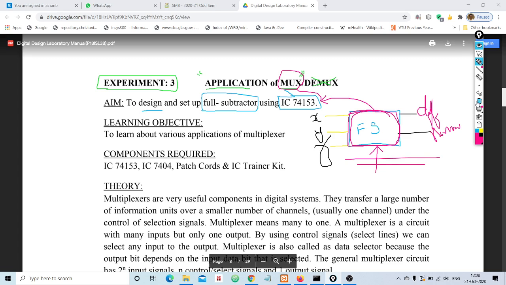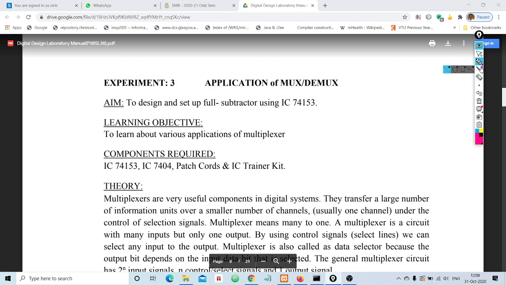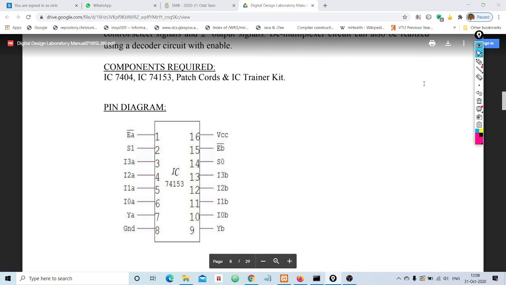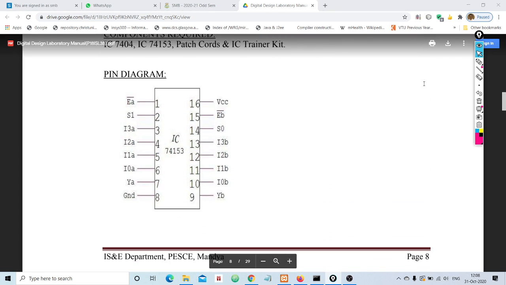Now we shall understand about multiplexer at a high level. Then after that we shall go to the truth table of the full subtractor, and we shall understand the operation of full subtractor, and then we shall see the pin configuration of the 74153 IC, which is actually a multiplexer. Clear? Okay, now we shall understand about multiplexer.